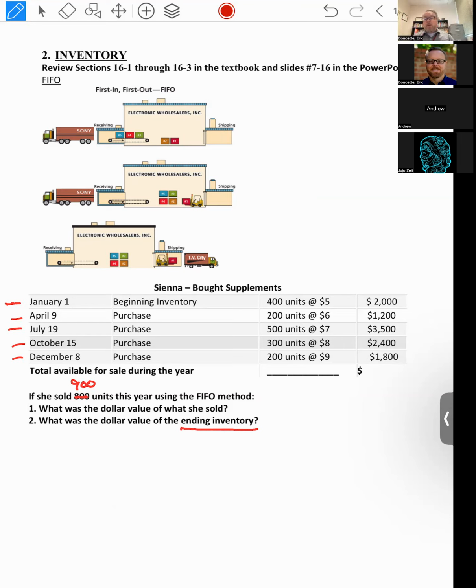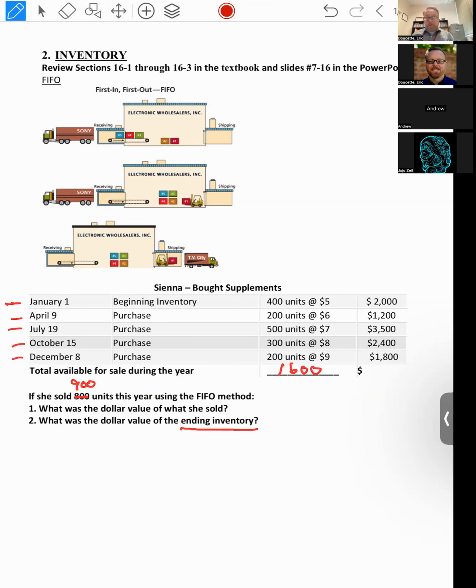But I'm asking you to do both in this first problem because I want you to see the difference between the two. So the first thing that we need to do is figure out how much was her total available for sale during that last year. So I would add all that up, 400 times 5. So basically 400, 200, 500, 300, and 200 comes out to 1,600. So there were 1,600 units available for sale.